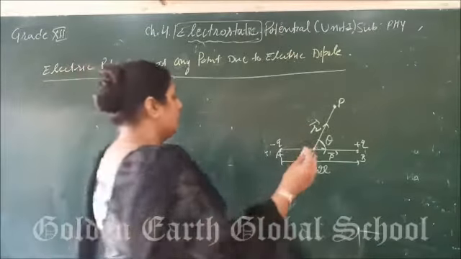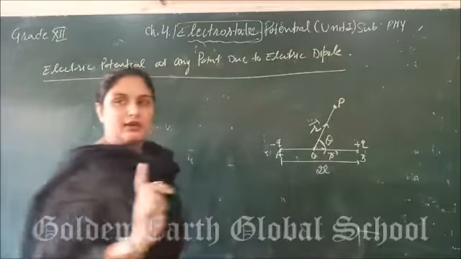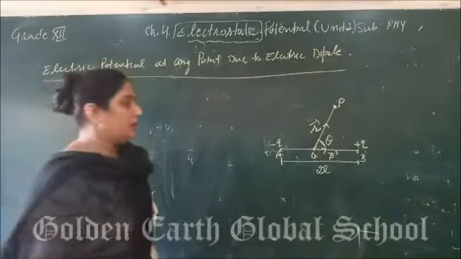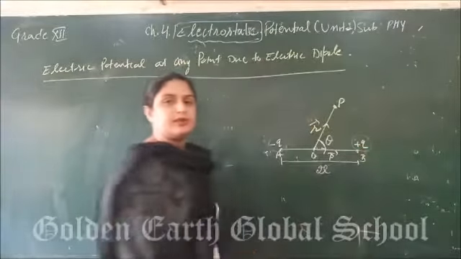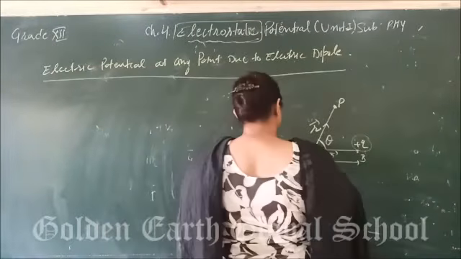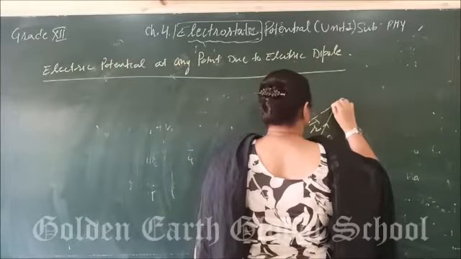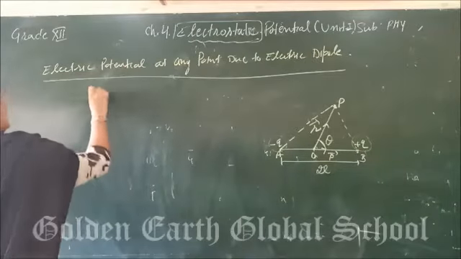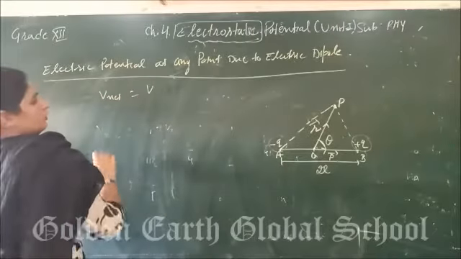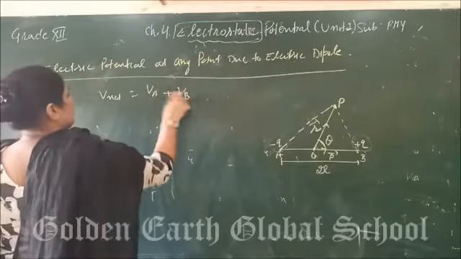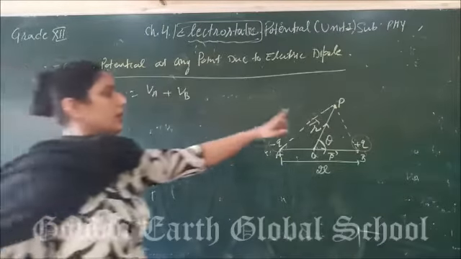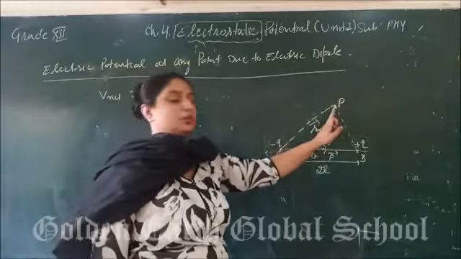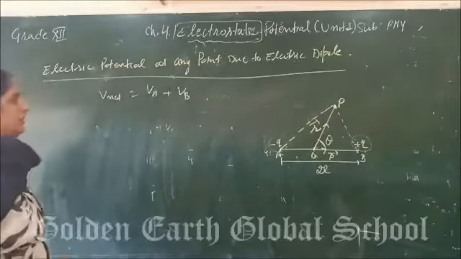Now to calculate the potential at point P, we have to calculate the potential at point P due to the charge minus q that is placed at point A and due to charge plus q that is placed at point B. Now to find that we should know the values of AP and BP. Now I am writing here the net potential, that will be equal to VA plus VB. VA represents the potential at point P due to the charge placed at point A and VB represents the potential at point P due to the charge placed at point B.